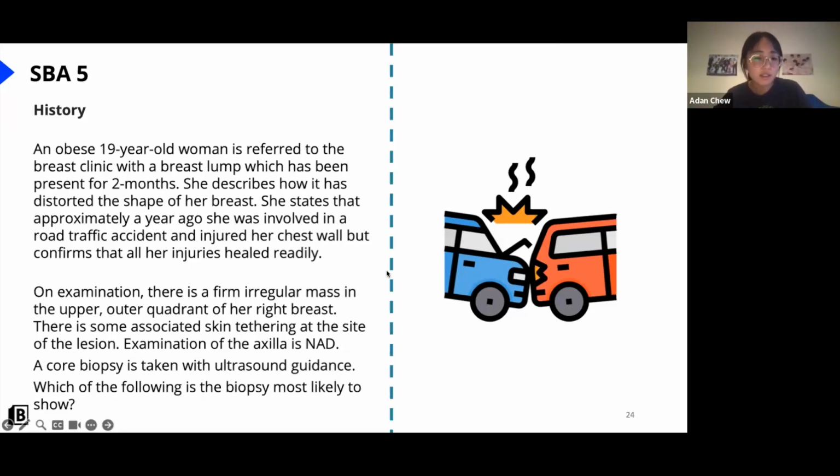You've examined her axilla as well for completion, and you couldn't find anything in particular. You have attempted to take a core biopsy with ultrasound guidance. Which of the following options is the biopsy most likely to show? I'm going to start the Menti quiz.